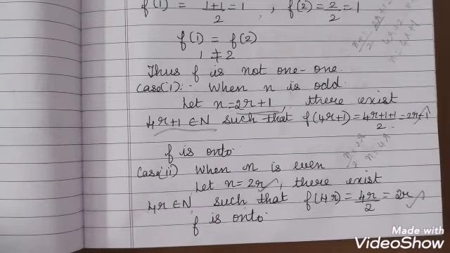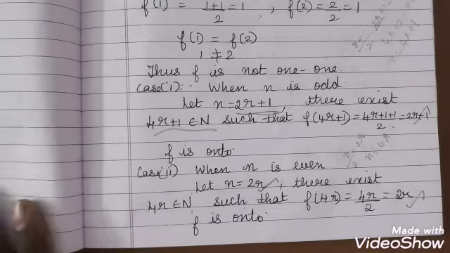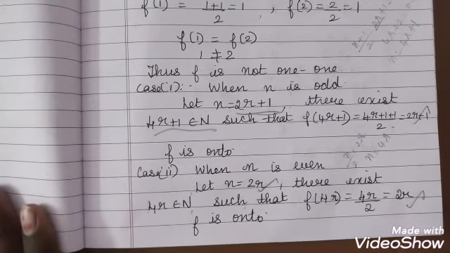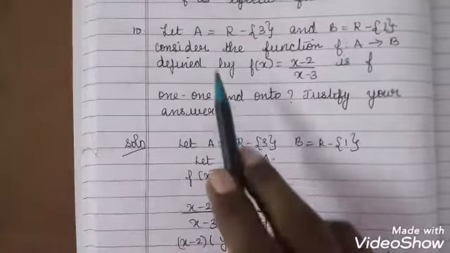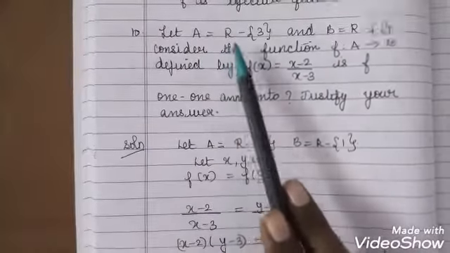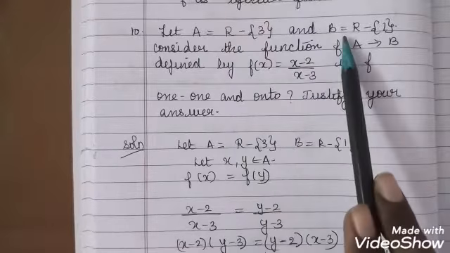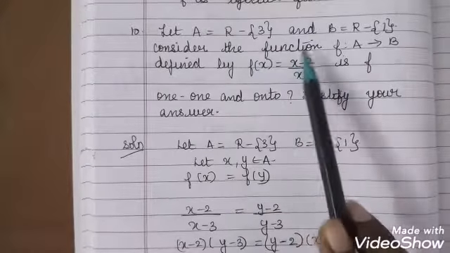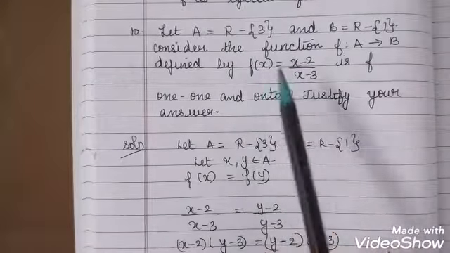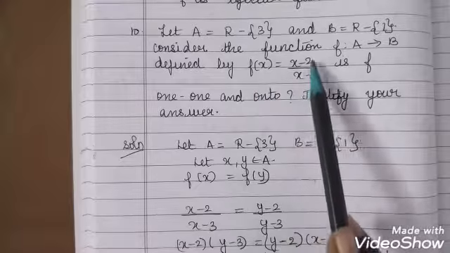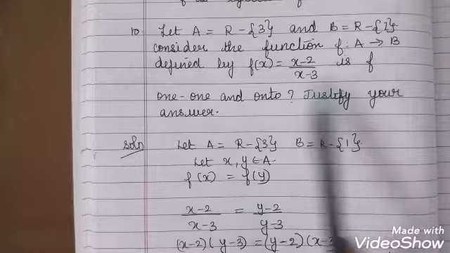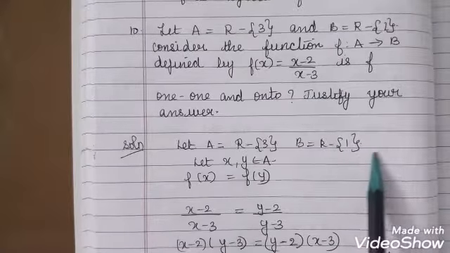So if f is 1-to-1 as well as onto, I can say that it is a bijective function. The 10th one: let A be equal to R minus 3 and B be equal to R minus 1. Consider the function f from A to B defined by f of x is equal to x minus 2 by x minus 3. Is f 1-to-1 and onto? Justify your answer.